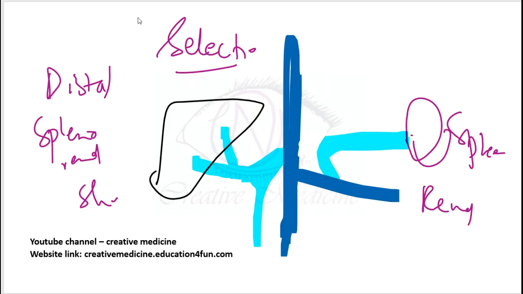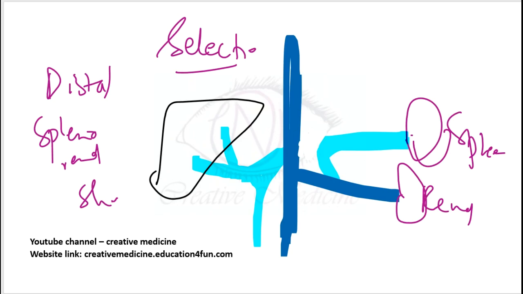So here in this case, the spleen is saved, right? Spleen is saved and also the blood is shunted. So this is distal splenorenal shunt, which is a selective shunt. Okay, the distal part of the splenic vein is divided and sutured with the renal vein.